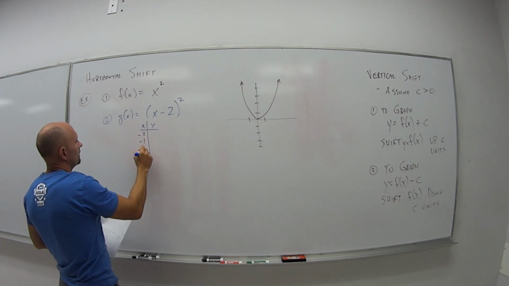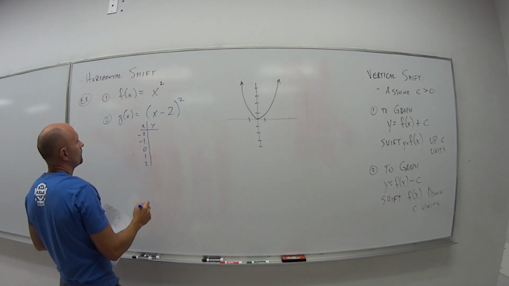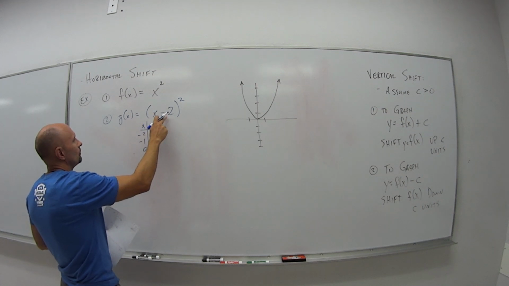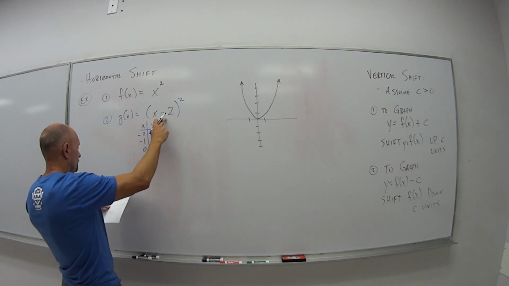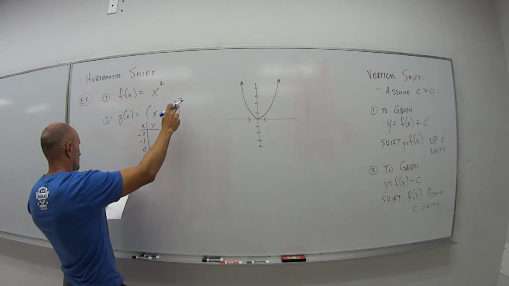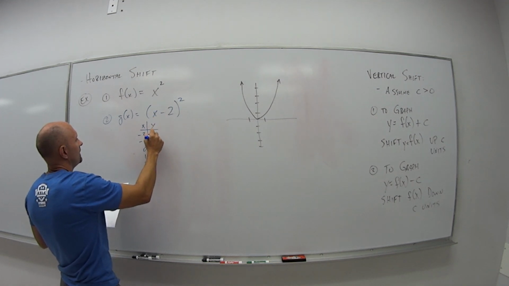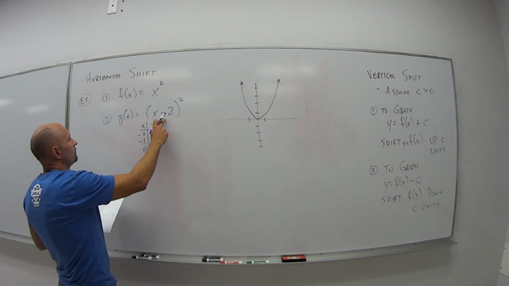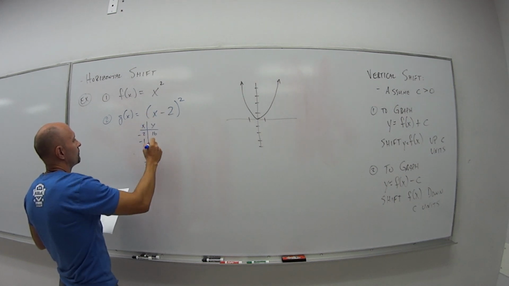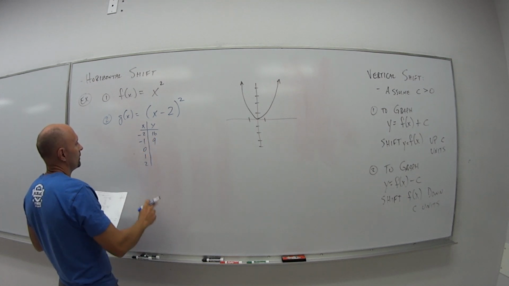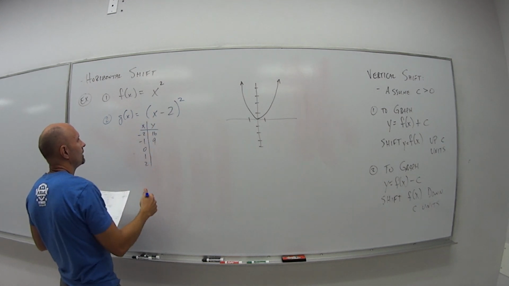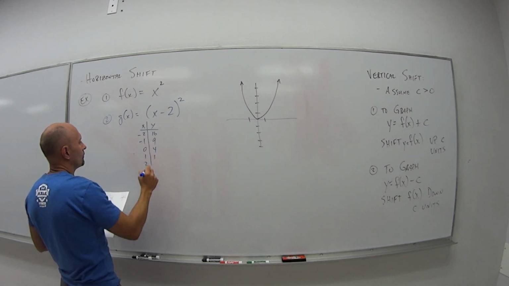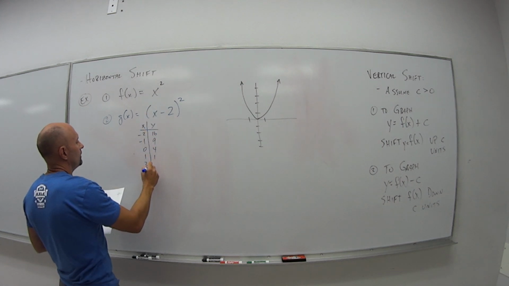So negative 2, negative 1, 0, 1, 2. If I have negative 2, plug it in there, negative 2 minus 2 is minus 4. Minus 4 squared is positive 16. If I put in negative 1, negative 1 minus 2 is negative 3. Negative 3 squared is 9. So we got some big numbers here. 0 minus 2, negative 2 squared is 4. 1 minus 2 is negative 1 squared is 1. 2 minus 2 is 0.